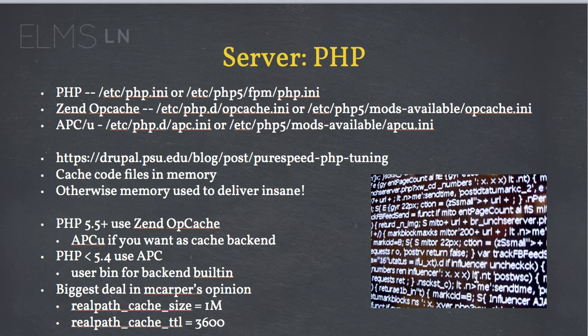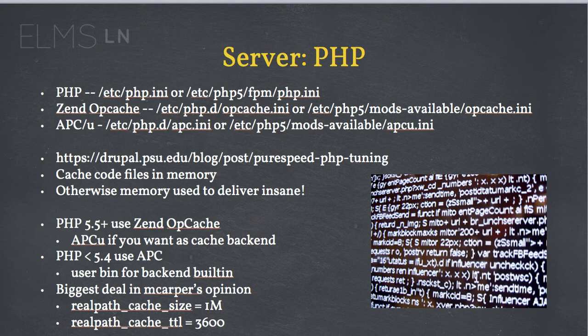Some other things you can do with the server is tuning PHP. So you've got your INI file. You probably shouldn't modify that directly. Modify other files around it, but Zend Opcache is a must. It's not on by default everywhere, so if you have newer versions of PHP, make sure you have Zend Opcache enabled. If you have older versions of PHP, make sure you have APC. I also still use APCu, which is user bin, and user bin allows you to stuff database cache tables in Drupal, which we'll talk about a little later, for a cheap and dirty fast server.